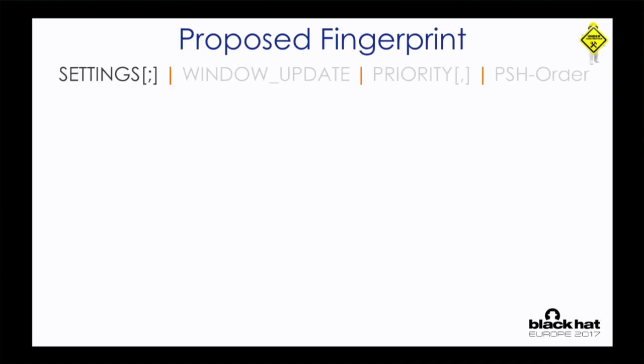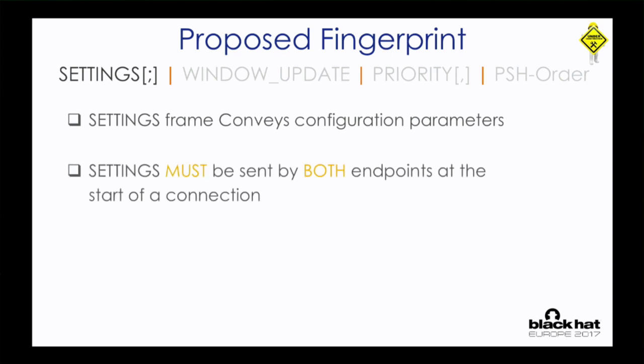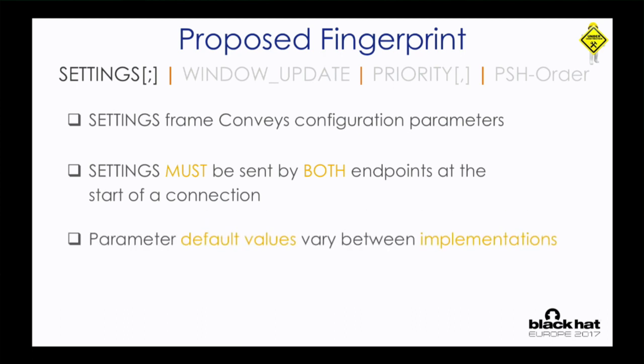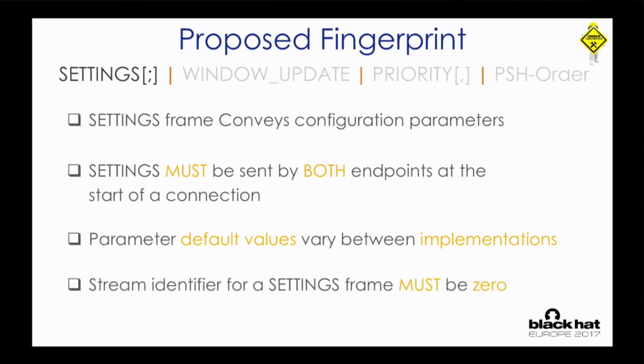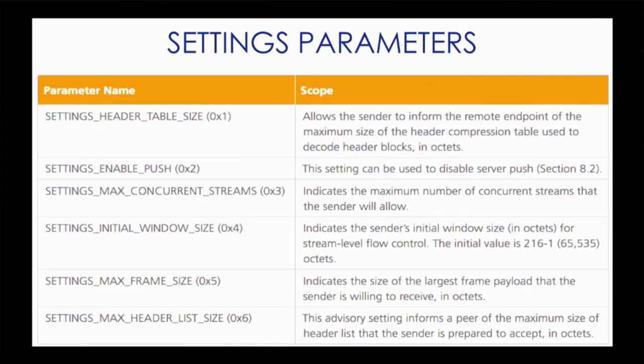First one is the settings frame. As I've mentioned, the settings frame should convey configuration parameters for the entire connection, and they must always be sent by both endpoints of the connection, at the start of any connection. Now, we would actually look at the default parameters and harvest them for our fingerprint. In general, the RFC defines 6 types of parameters that can be used, and each of them is assigned a unique ID. Some of them deal with server push, the frame size, the headers table. And we would look at the ones which are being sent.